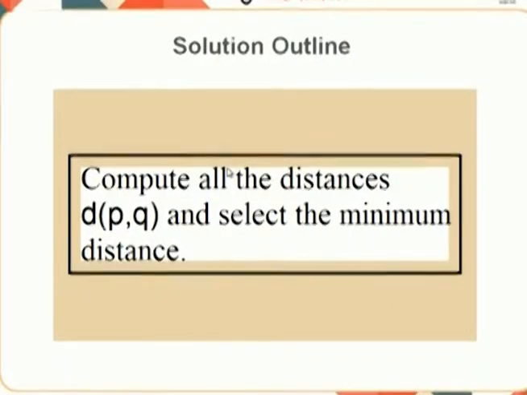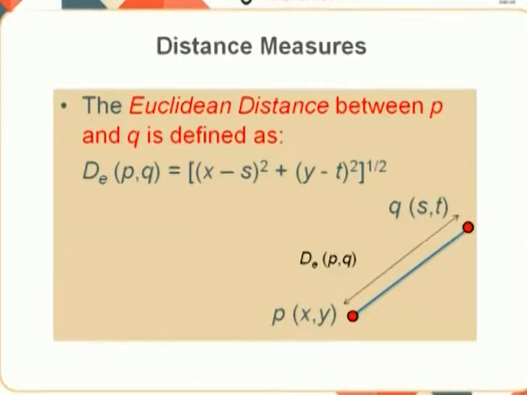Suppose this is the problem, how are we going to solve it? The solution outline is like this: we compute the distances between the points, and select the pair whose distance is minimum. This is what the solution outline is going to be. Fine. How are we going to measure the distance? In other words, what distance measure do we have?